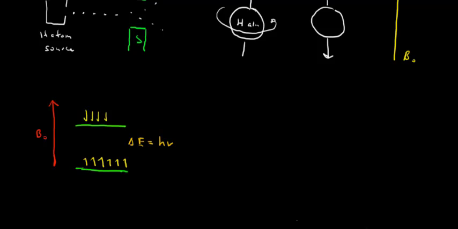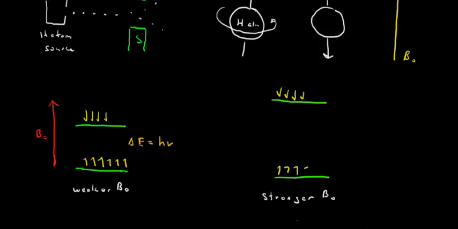And so this is the weaker field, we'll say. Weaker magnetic field, B naught being the magnetic field. And so if we have a stronger magnetic field, we'll represent that over here. We have a bigger gap in energy between the two states, between the two energy levels. That corresponds to a higher frequency. So the frequency here for the weaker magnet will be lower than the frequency here for the stronger magnet.